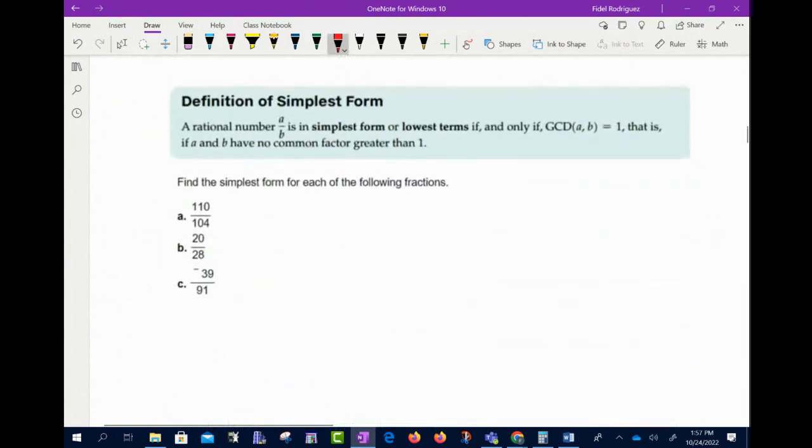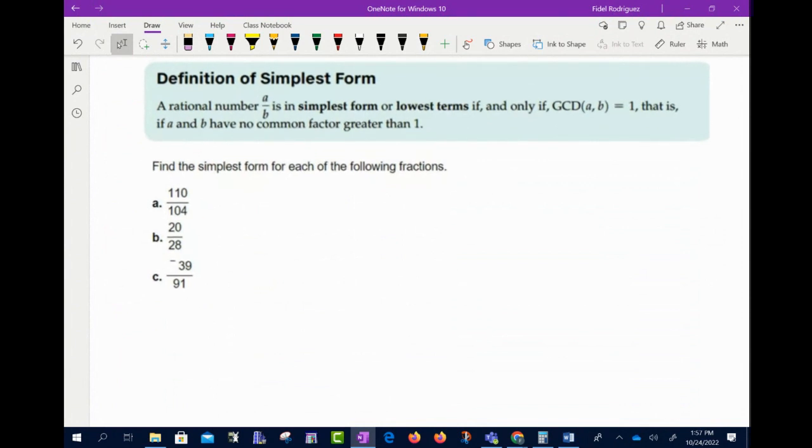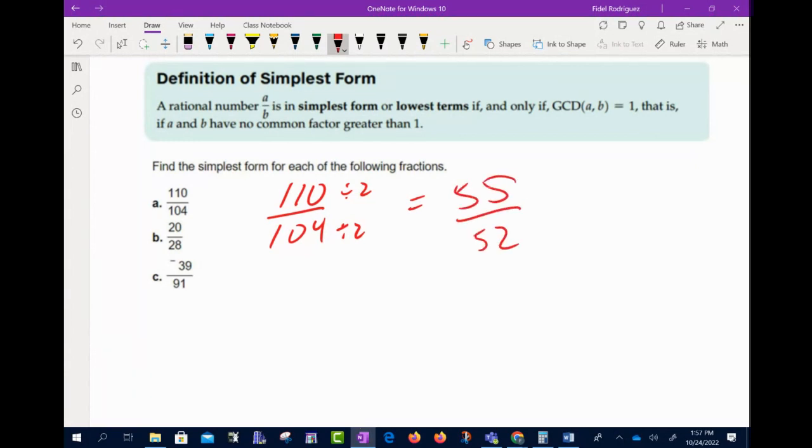All right. Now, same sort of thing here, y'all. We're looking for the definition of simplest form. All it means is we're going to reduce our fractions, okay? So just like I showed y'all before, look at the first one. 110 over 104. Okay, look, we can divide them both by 2. So half of 110 is 55. Half of 104 is 52. And again, I can't reduce these anymore, so I'm going to stop right there.